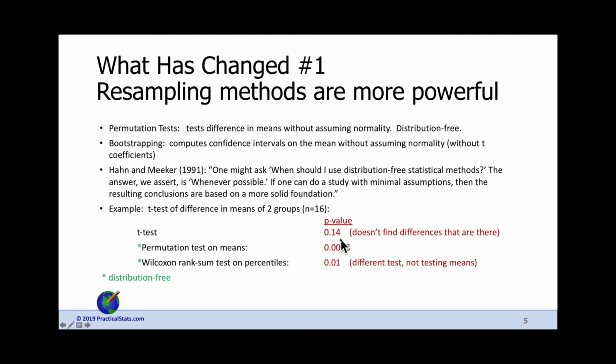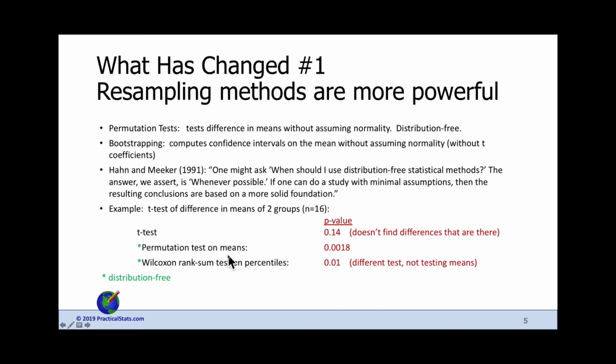And the t-test returned a p-value of 0.14. That number is higher than 0.05, which is the classic cutoff. We'll talk about cutoffs later. But the classic cutoff, and so one would conclude that there's not enough evidence in the data to say that there's a difference with the t-test.